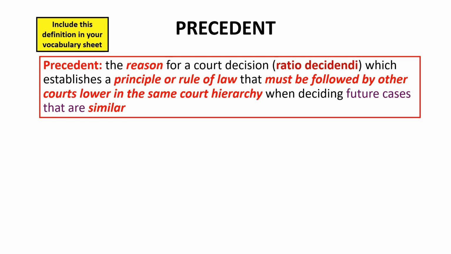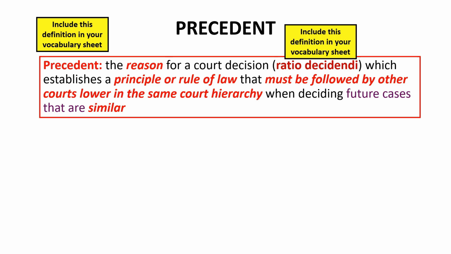There are four important parts to this definition of precedent. First, a precedent is the reason for the court's decision, that is, why the court came to its decision. The reason for a court's decision is known as the ratio decidendi. Look down the left-hand side of your vocabulary sheets, find the term ratio decidendi and define this as being the reason or reasons for a court decision.